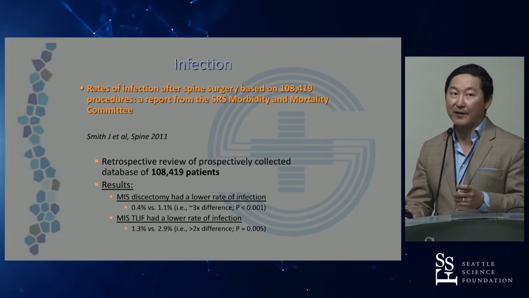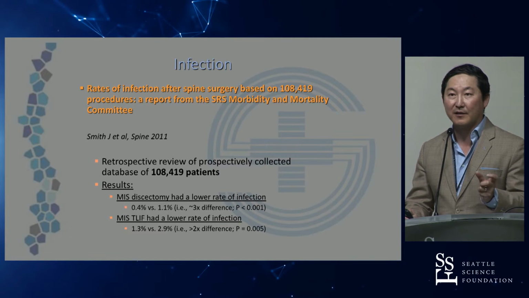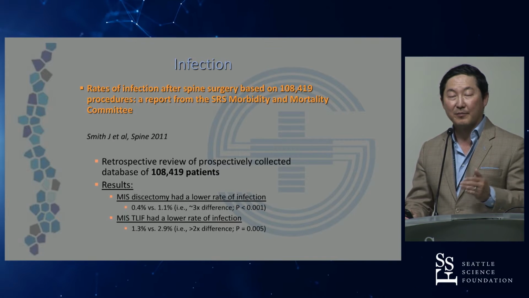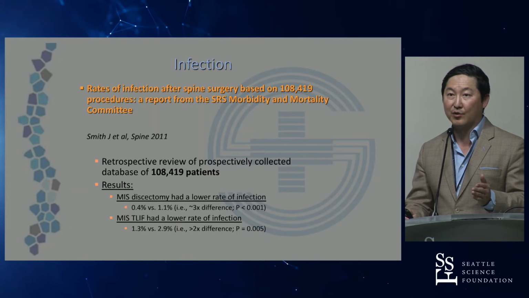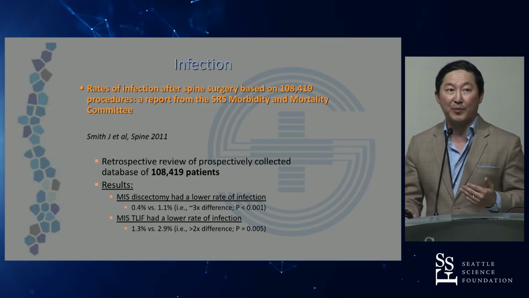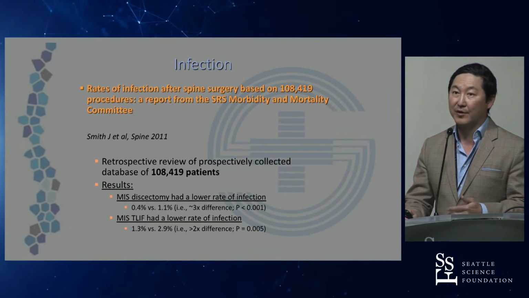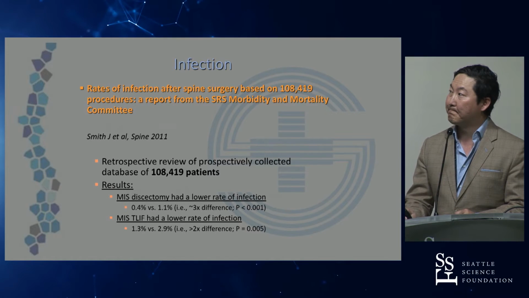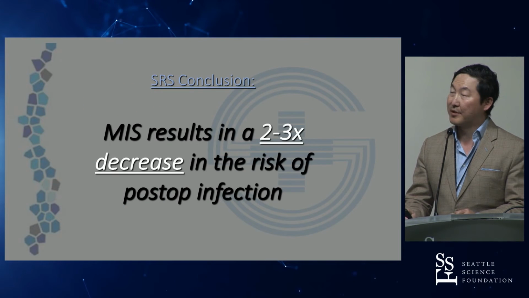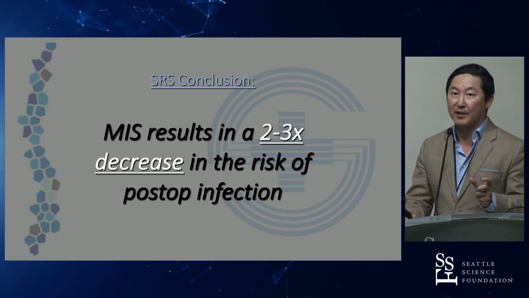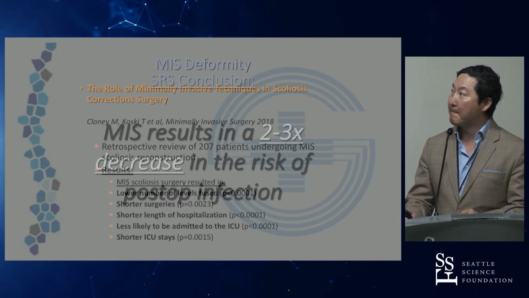When they took a look at fusions and they just looked at T-lifts, they found that there was a greater than 2x difference in open versus minimally invasive surgery. And as you know, the SRS is an open spine surgery society. It's not necessarily an MIS society, so this was actually very eye-opening. So the Scoliosis Research Society's conclusion was that there's about a 2 to 3x decrease in the risk of infection when comparing open versus MIS.